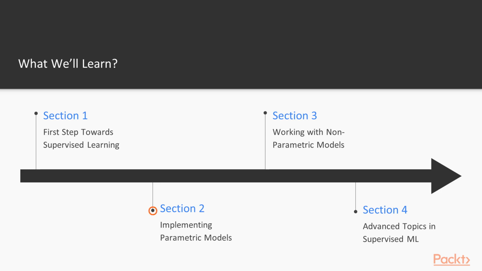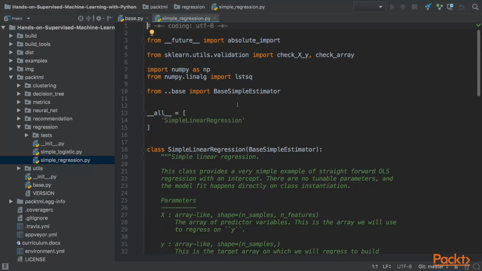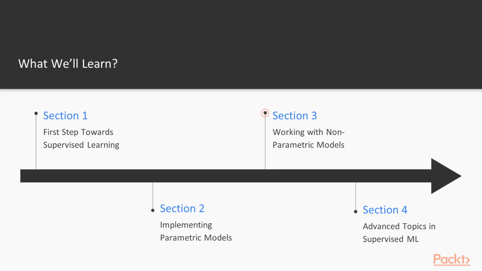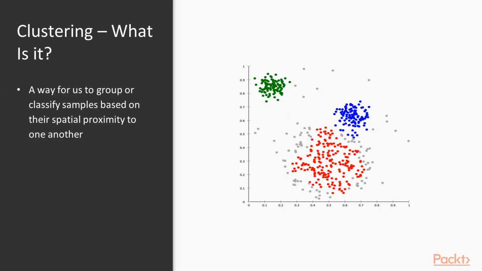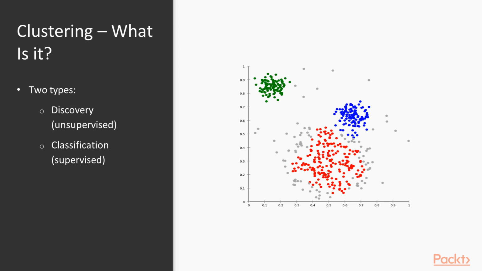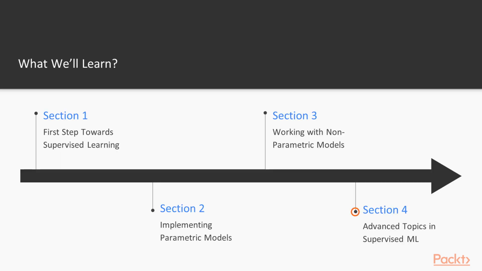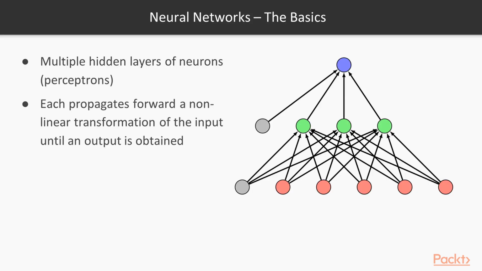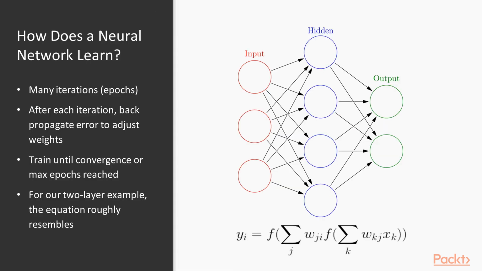In the next section, we'll begin covering parametric models, where we're going to learn about various types of regression techniques. In the third section, we'll cover non-parametric models, such as decision trees and clustering, and even implement some from scratch. And finally, in the last section, we're going to cover some of the more esoteric areas of machine learning, like deep learning, neural networks, and recommender systems. If you've been wanting to learn how deep learning works, this is a course for you.